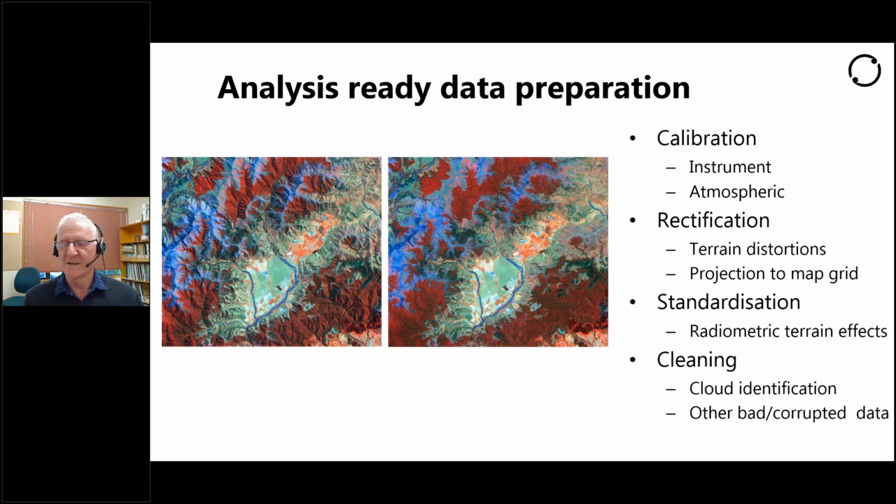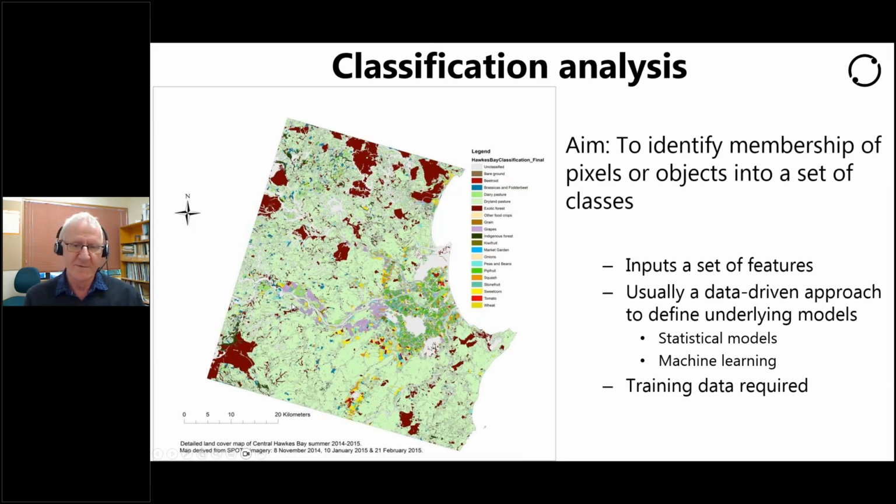So if you can model out those things, it makes it a lot easier to do subsequent analysis and classification. So doing these pre-preparations allows our data to be analysis ready, and then we go into some sort of analysis technique. And the one I want to talk about today is classification. The aim of a classification is really to identify the membership of pixels or objects into a set of classes.